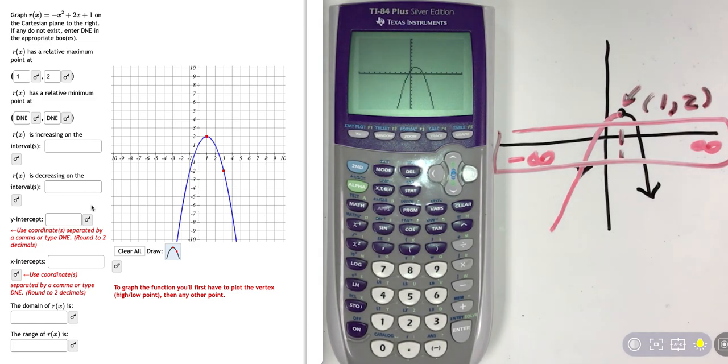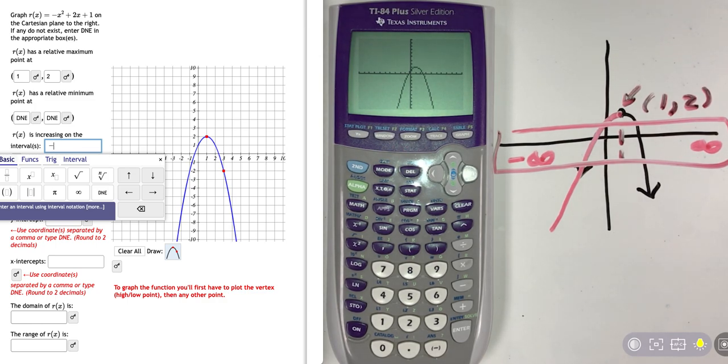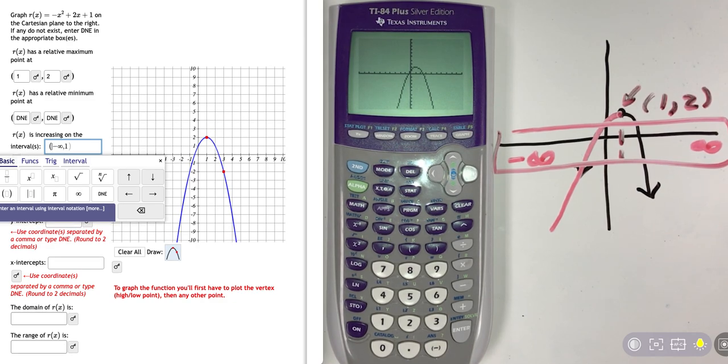We use interval notation to show that, and you never increase or decrease at the starting points. So in this case right here, I'll go -∞, comma 1, and then I'm going to go with parentheses around this entire thing here. That shows the interval of when it's actually going up.